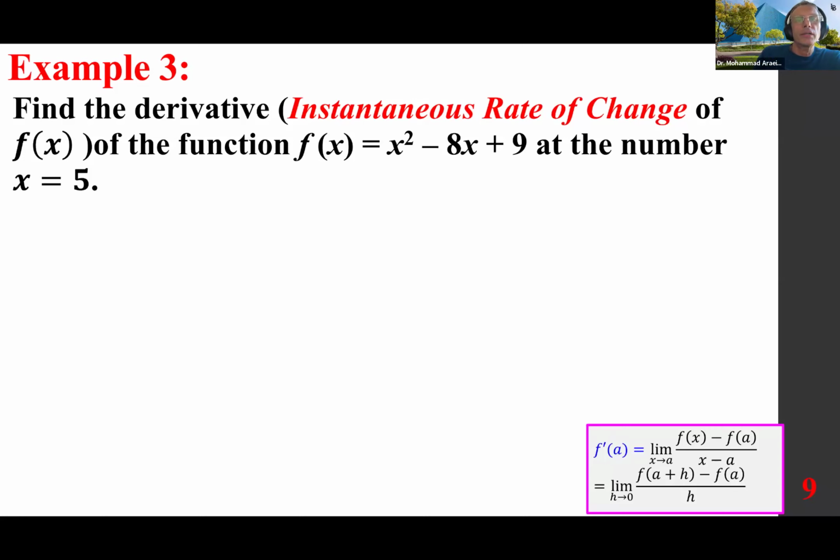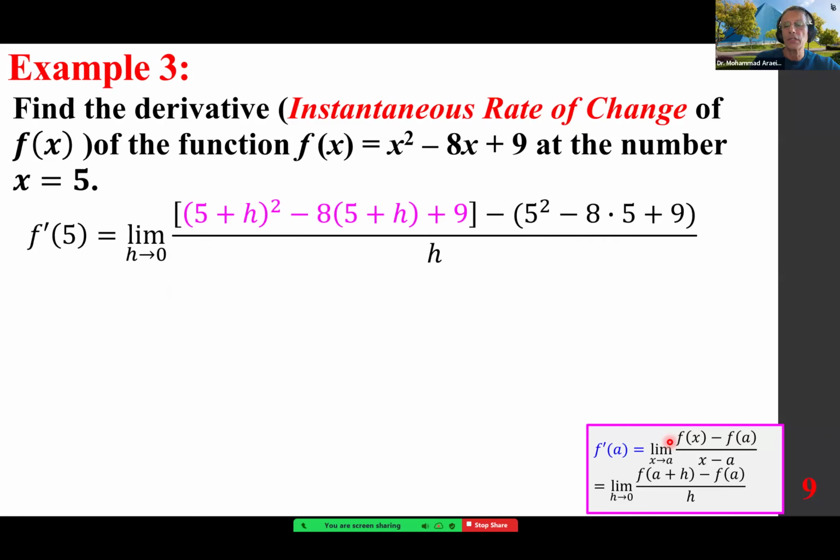All right, we want to find the derivative or instantaneous rate of change of this function f of x equals x squared minus 8x plus 9 at this number x equals 5. So whether we say find the derivative or instantaneous rate of change at a specific point, it means the same thing, or the slope of a tangent line at x equals 5, they all mean the same thing. So what do we do? We put it in one of these definitions. For example, if we go with this one, the limit of f of a plus h minus f of a over h as h approaches 0, where a is 5.